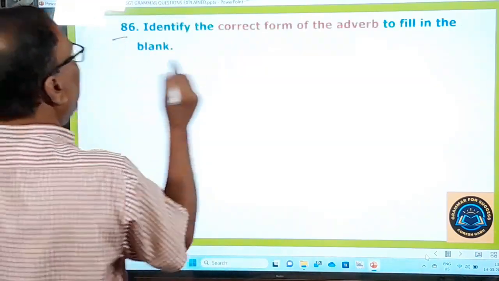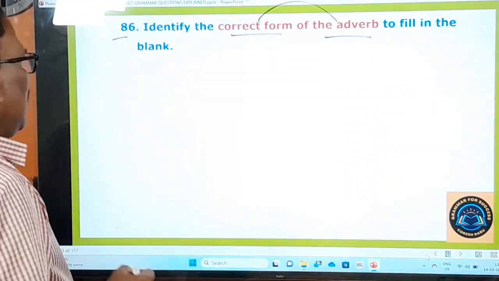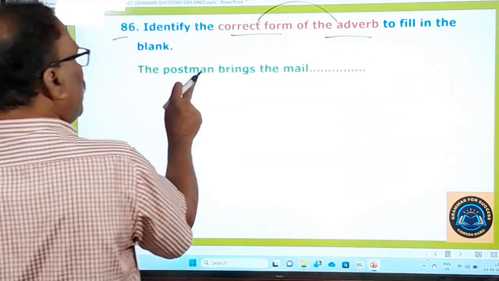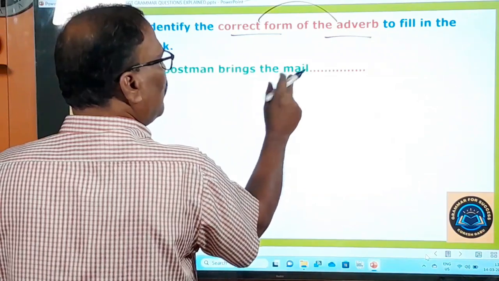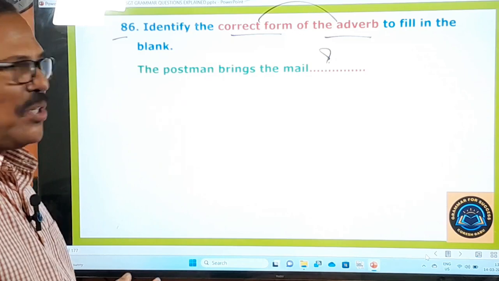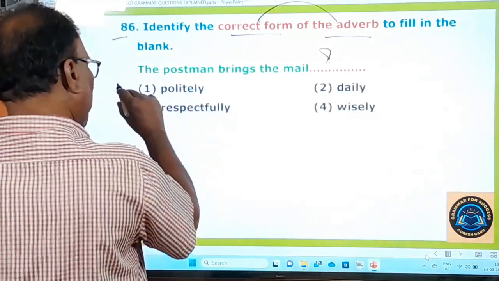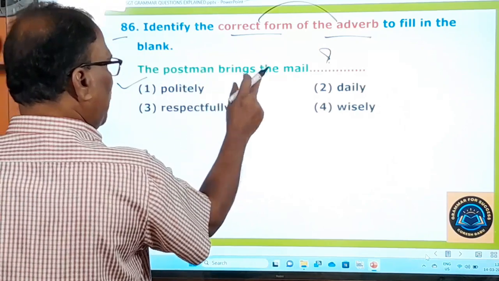86th one. Identify the correct form of the adverb to fill in the blank. Let us look at the sentence: "The postman brings the mail dash." What form of the adverb is to be used in that? Politely. The first one is the right one. The postman brings the mail politely.